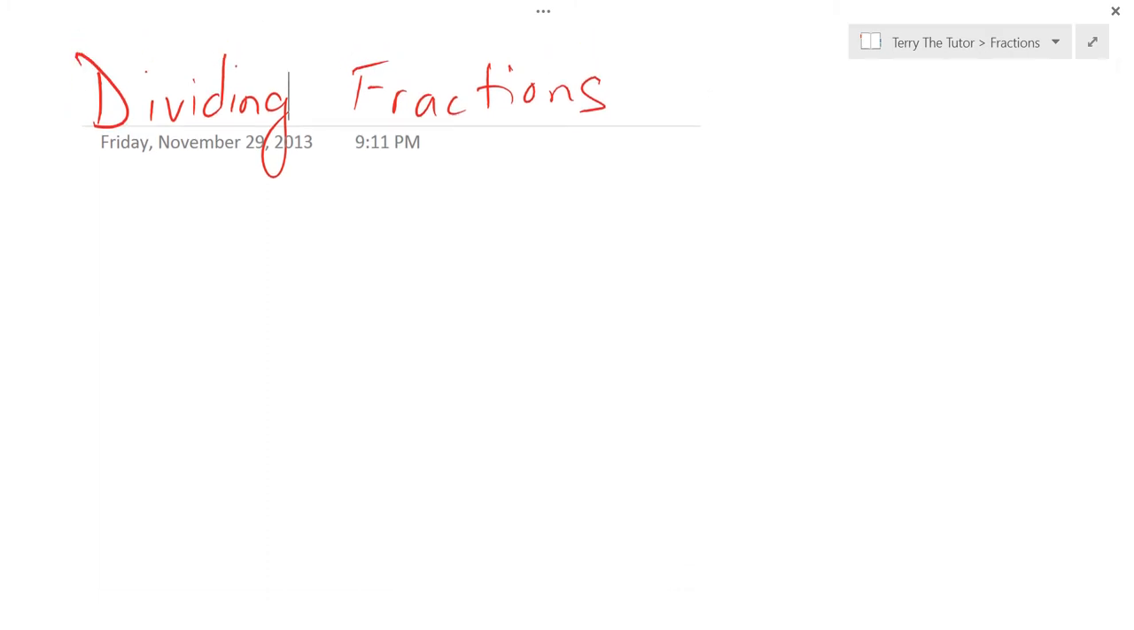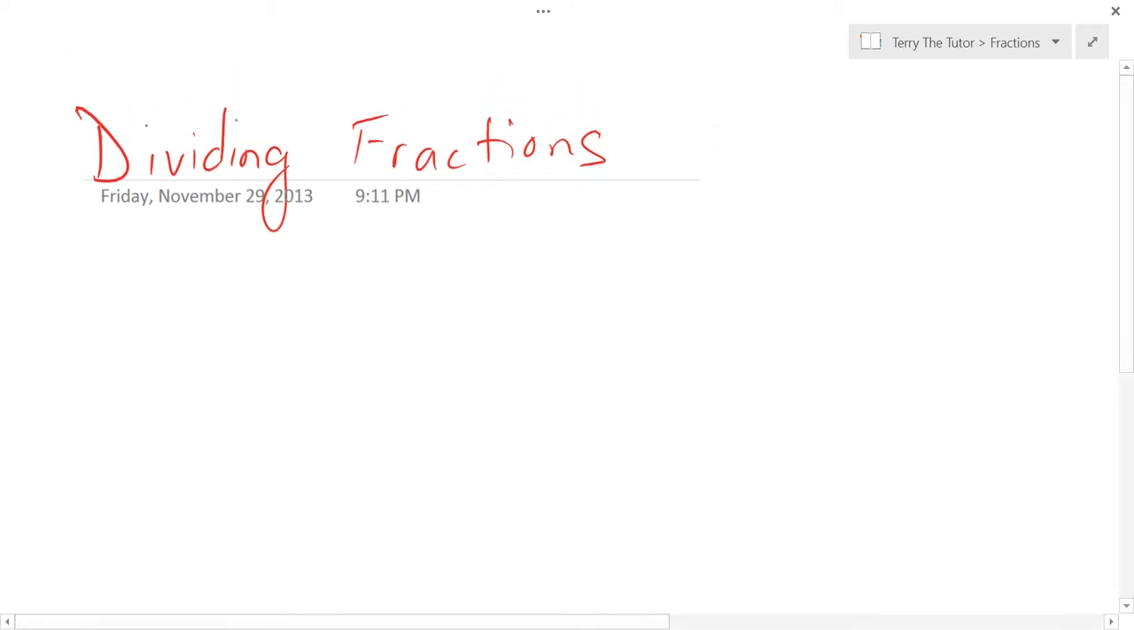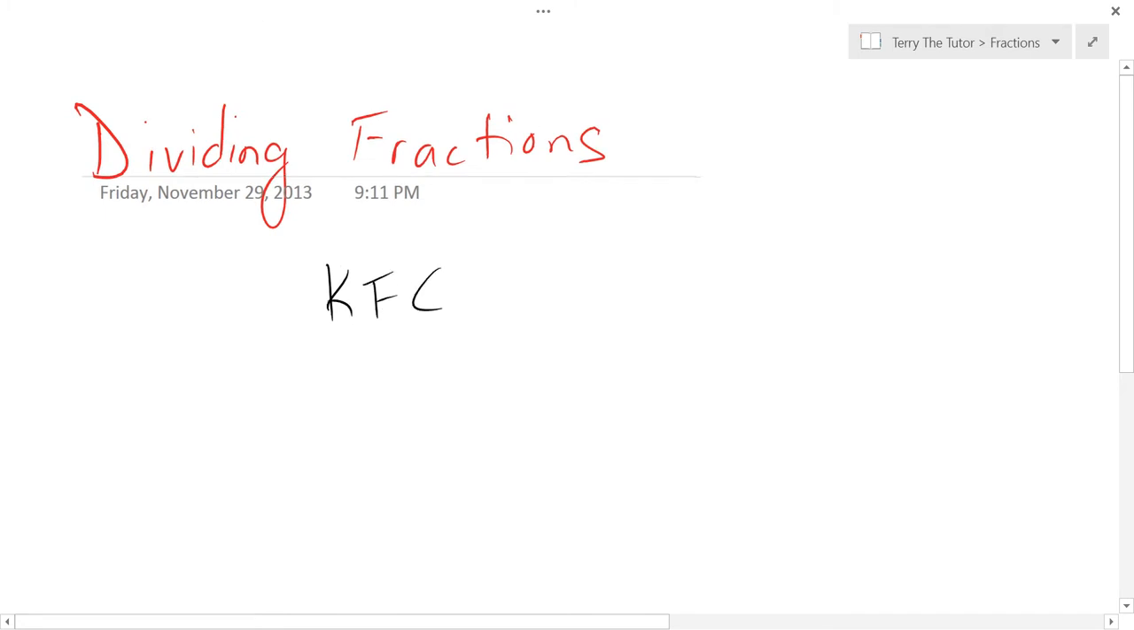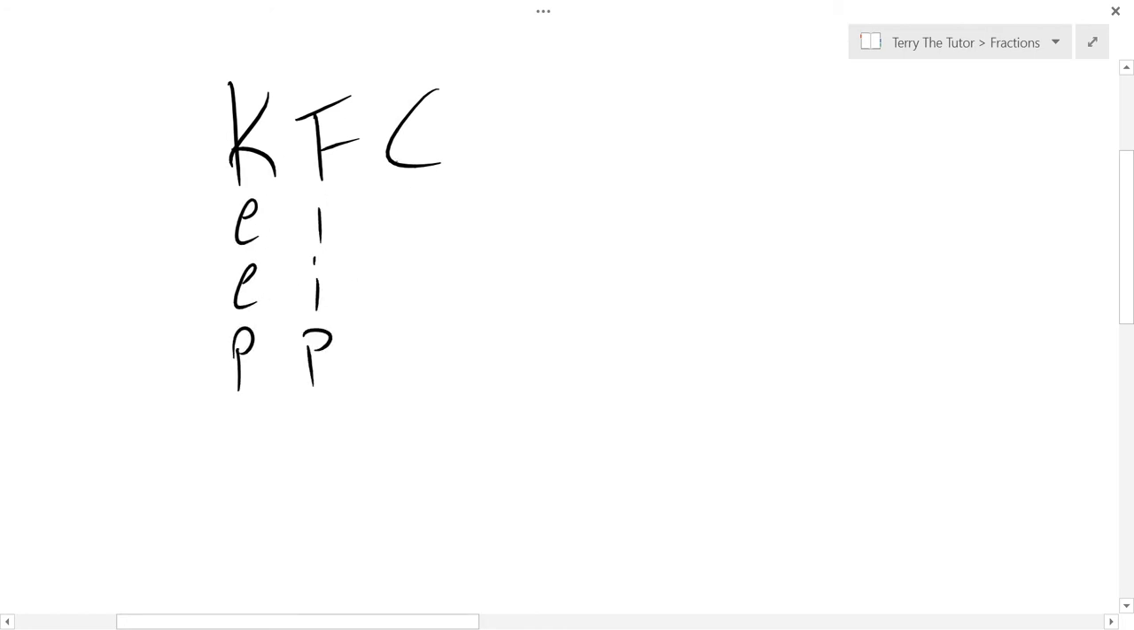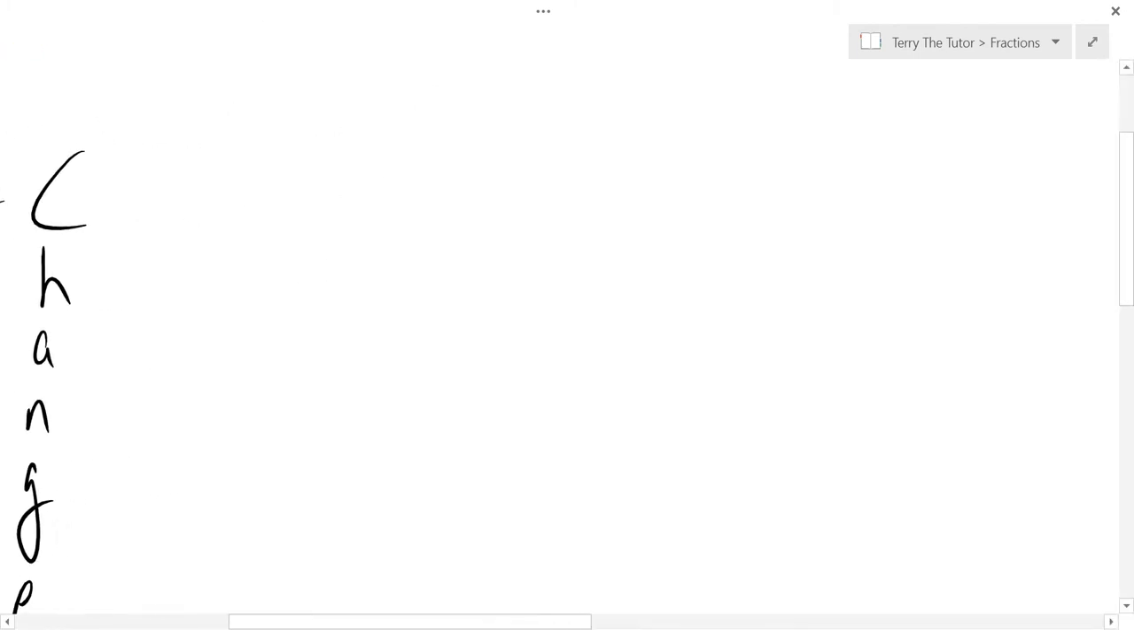Dividing fractions is significantly easier than adding or subtracting fractions, mainly because it's so closely related to multiplying fractions. In fact, the only difference between dividing fractions and multiplying fractions is the acronym Kentucky Fried Chicken. Just kidding, it's KFC, but it stands for Keep, Flip, Change. Awesome. So let's remember the acronym while we go through this video.